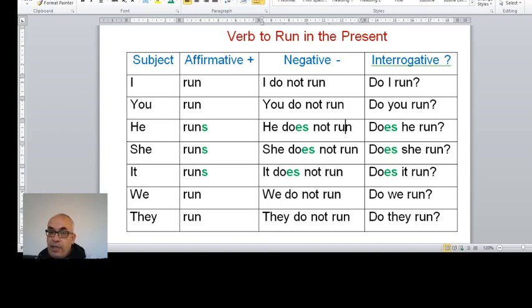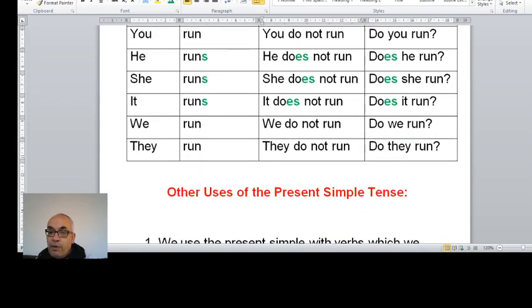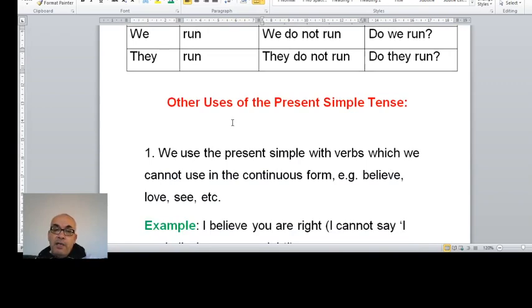So sorry if I was reading a bit fast, but I'm sure you'll understand it. It's not difficult because I explained this 2 or 3 times. Verb to be and then verb to have. Okay, let's move on. Now, other uses of the present simple tense.